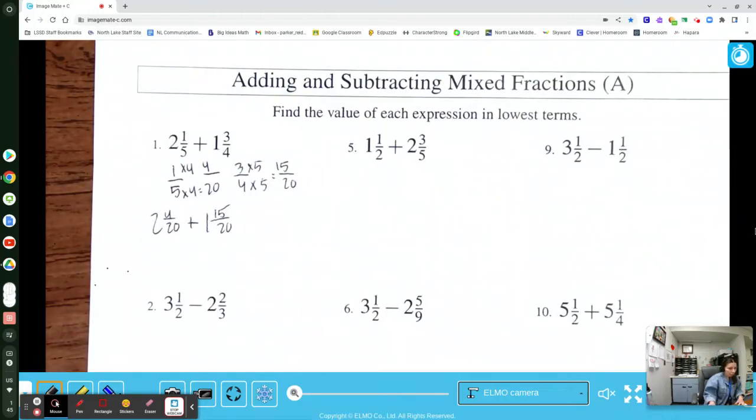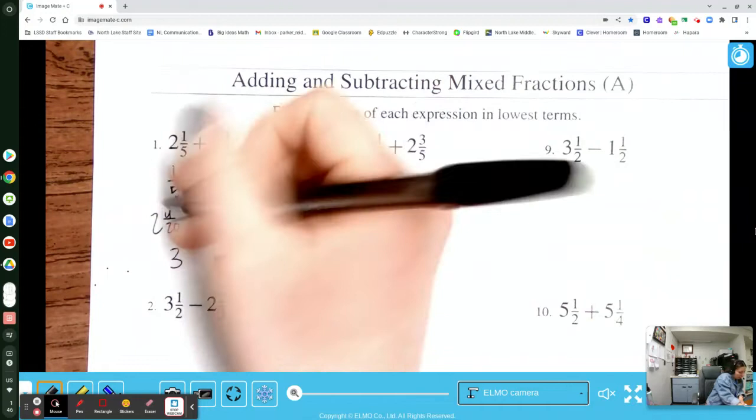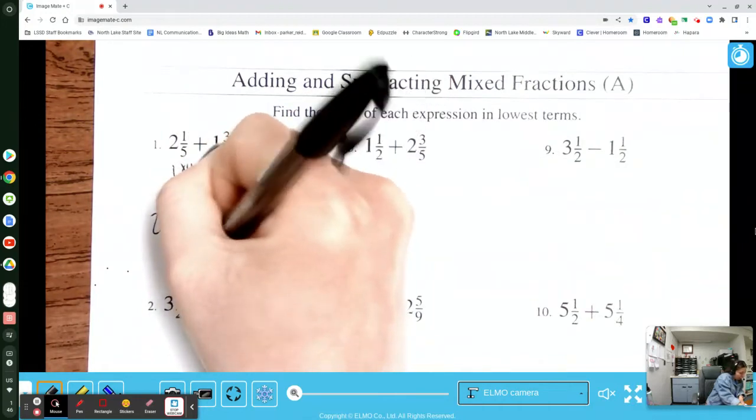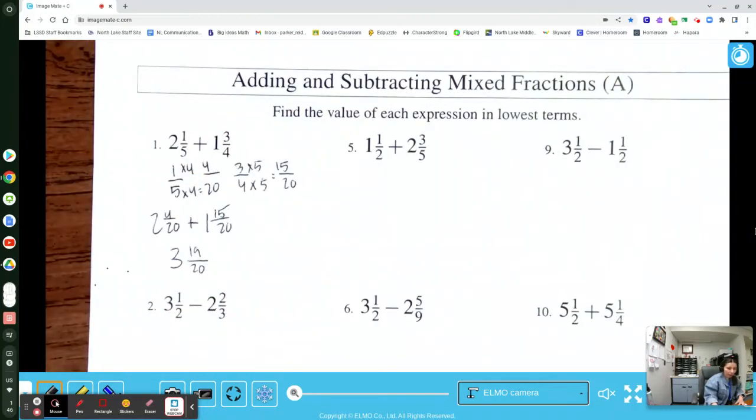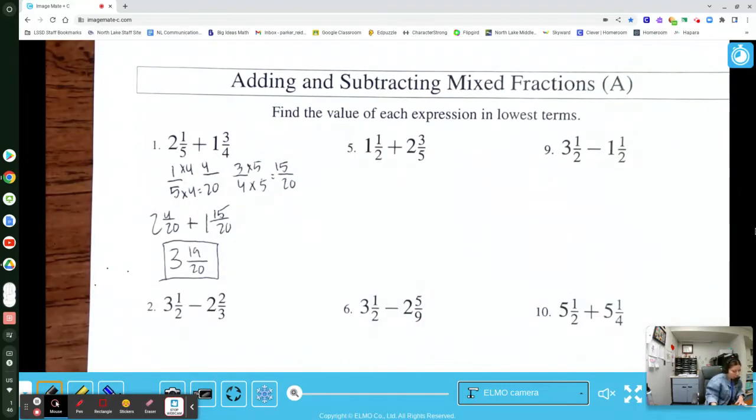So now that that's done, I'm just going to go ahead and add the whole numbers and the fractions separately. So 2 plus 1 is 3. And then 4/20 plus 15/20, that is 19/20. When we add fractions that have the same denominator, we just add the numerators together. The denominator stays the same. So there we go, 3 and 19/20.